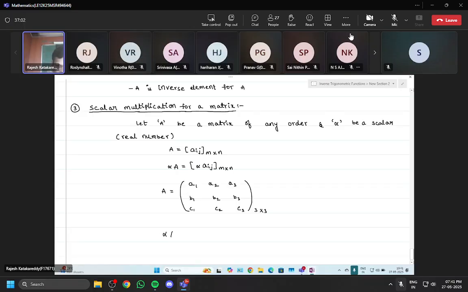If you are multiplying a scalar to the matrix, you should multiply that scalar to each and every element in the matrix. Here you can learn one thing. You cannot take something common from the matrix unless it is there for each and every element. If there is a common element in row 1 or row 2, you cannot take that out in general. You can take it out only if it is there in each and every column and row as well.